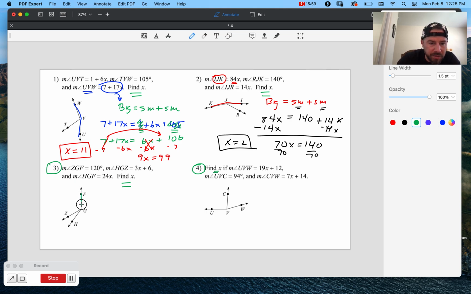Okay, so boom, boom, boom. Where's my big? My big is ZGH or HGZ. HGZ, that's it right there. That's my big. So I'm going to say 3x plus 6 equals the other two, add them together. 120 plus 24x, right? My small variable, I'm going to move my small variable, which means this guy.